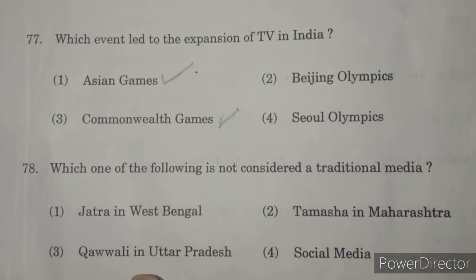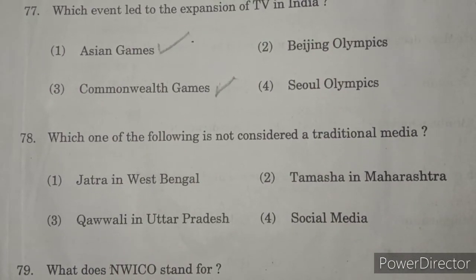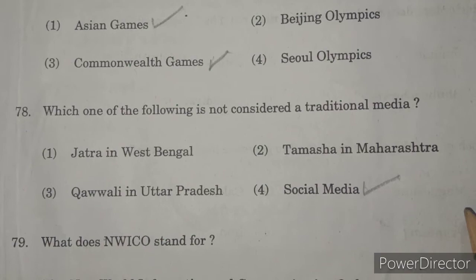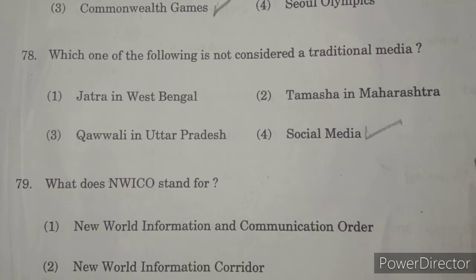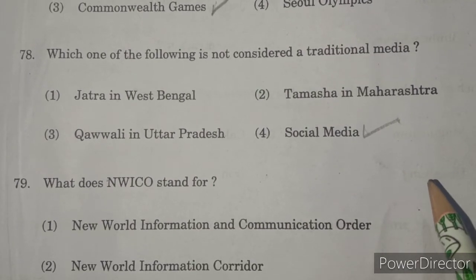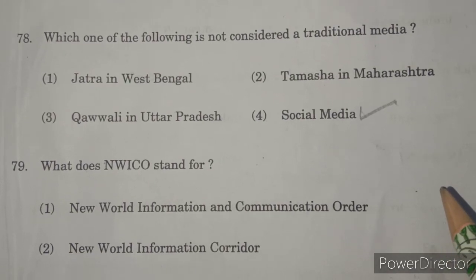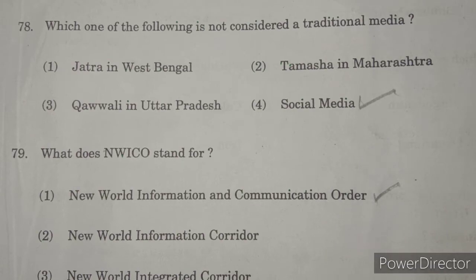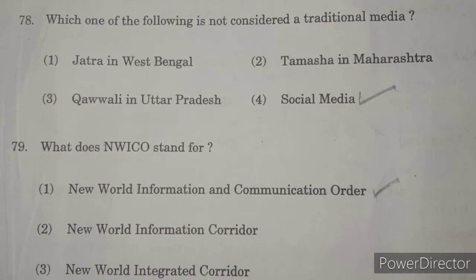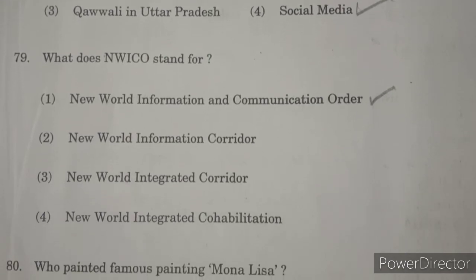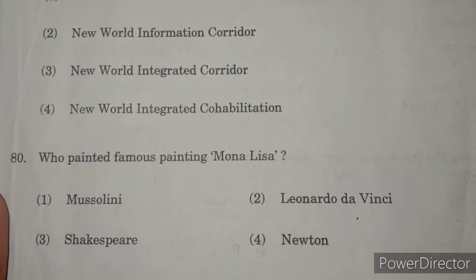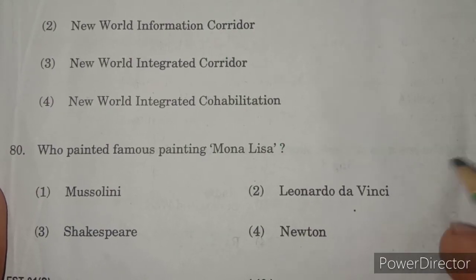Which one of the following is not considered a traditional media? Answer is fourth, social media. What does NWICO stand for? First is answer, New World Information and Communication Order. Next question, who painted the famous painting Mona Lisa? Answer is Leonardo da Vinci.